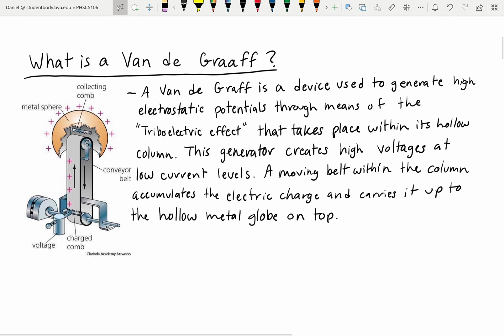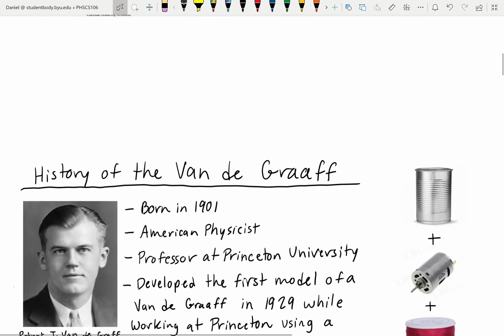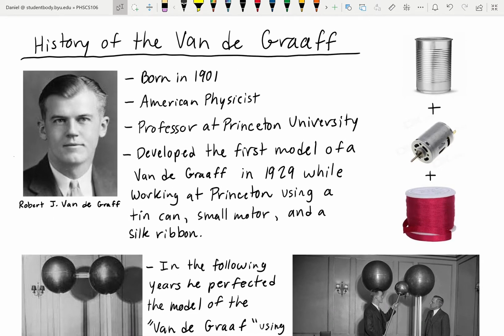top. So before we get more into exactly how this works and how it creates high electrostatic potential, I'd just like to talk about the history of the Van de Graaff first so that we understand that a little. It all started with a man named Robert J. Van de Graaff. Born in 1901, he was a renowned American physicist, and while working as a professor at Princeton University, he developed the first model of a Van de Graaff in 1929 by using a tin can, a small motor, and a silk ribbon.